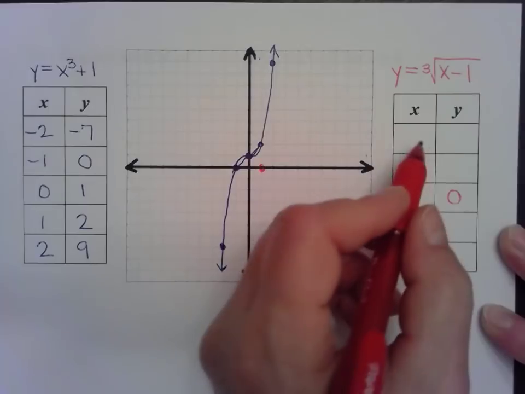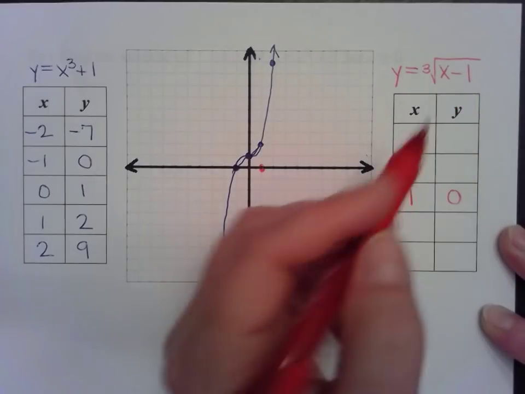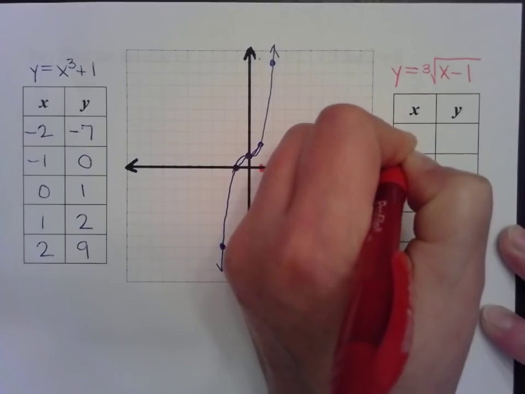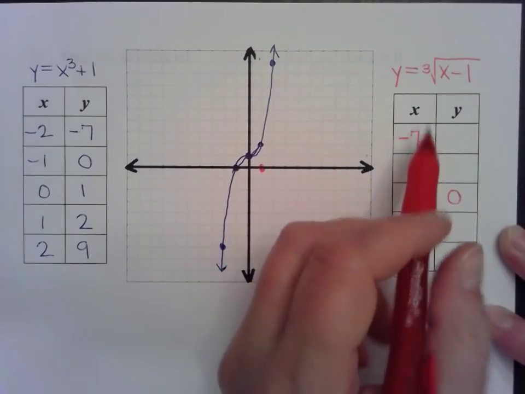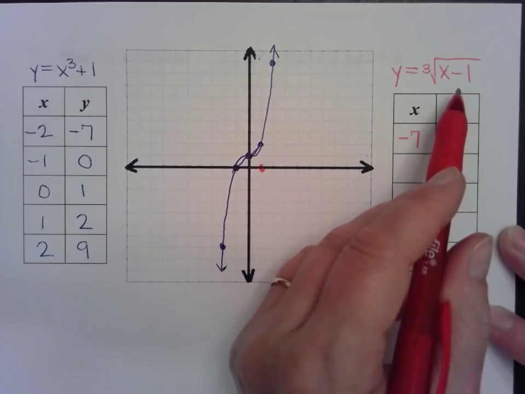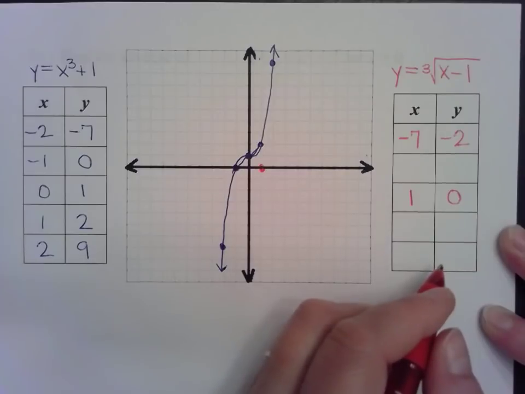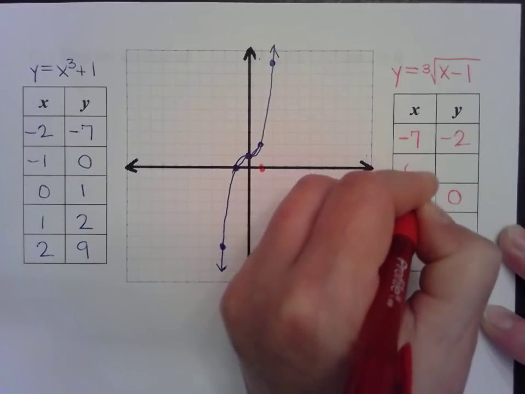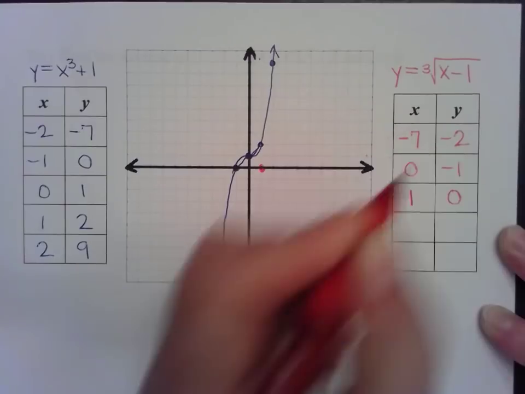Okay, if I wanted to pick a number so that when I subtract 1, I get -8, because that's a perfect cube, -7 would work. -7 minus 1 would be -8, and then I can take the cube root to get -2. 0 would work. 0 minus 1 would be -1. I can take the cube root of -1 to get -1.